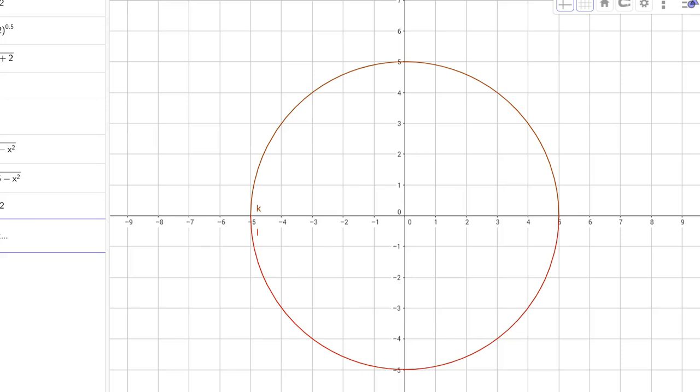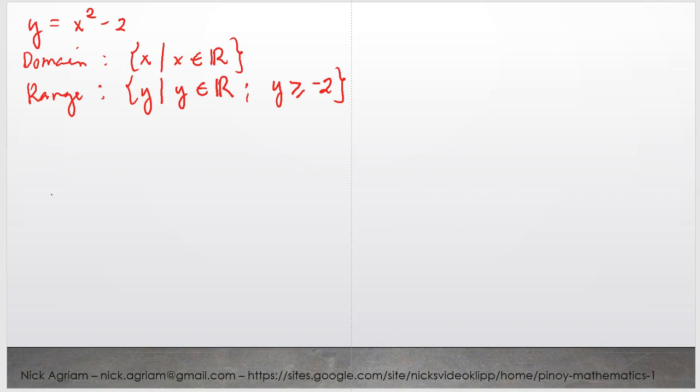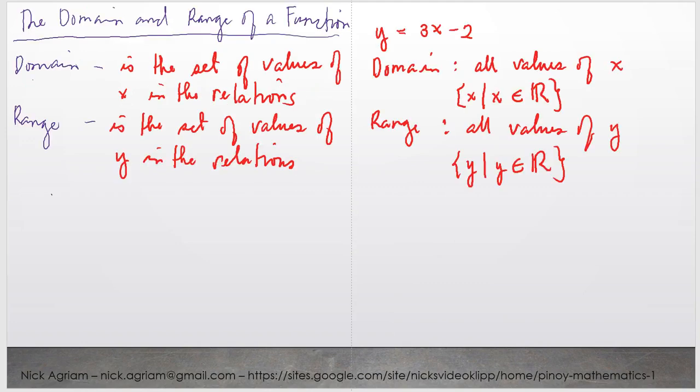I hope you understood the difference between the domain and range. The domain, as I said, is the set of values of x in the relations. Range is the set of values of y in the relations. There are different ways of writing that. You can write it as you say it, all the values of x. Or you can write it in set notation, as I have done here: x such that x is an element of real number.